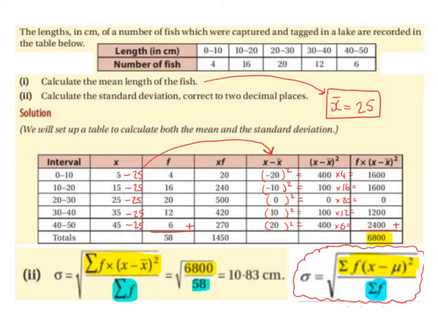So for the standard deviation, it's going to be 6800, which is going to be our numerator, divided by 58, which was the sum of our frequencies. And we need to square root that. We get 10.83 centimeters. So we can also follow this formula, which is the same thing. So we apply the square root at the very end, and then we add the x minus mean squared value times the frequency, and we divide by the sum of the frequencies.